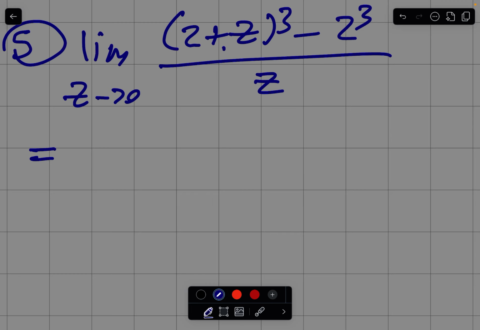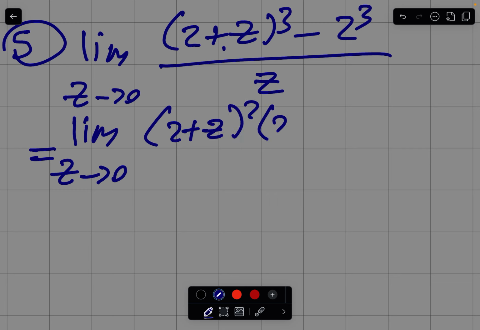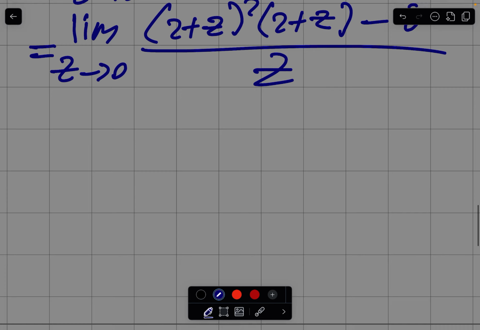We know how to multiply the brackets. You must know the laws of how the expressions work, or you just multiply the brackets manually. Sometimes you will have to know that. So here we have the same as (2 plus z) squared into (2 plus z). How much is 2 cubed? You can use a calculator, 2 cubed is 8, divided by z. Understand?